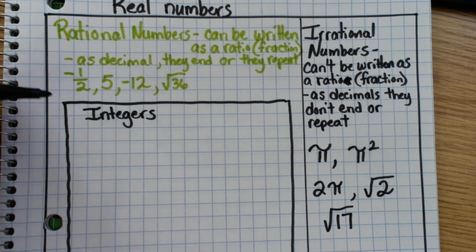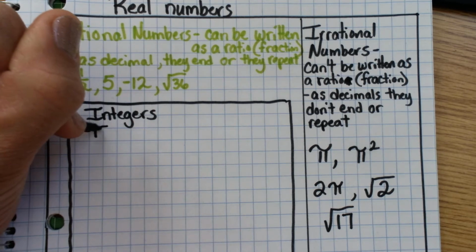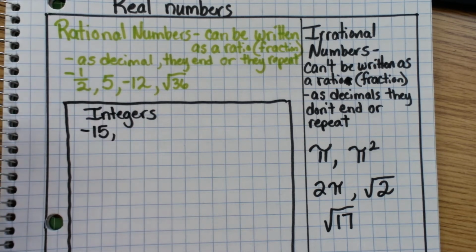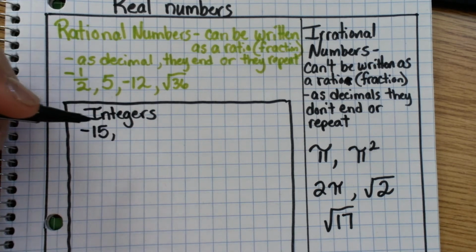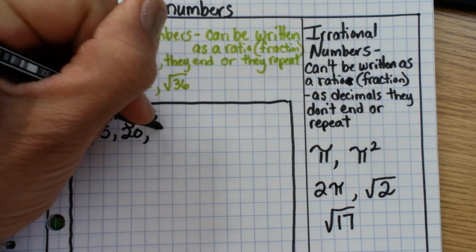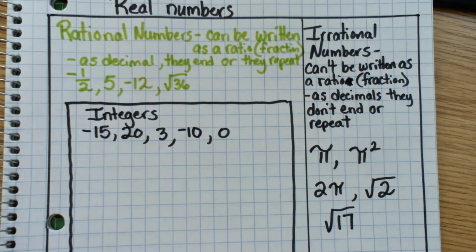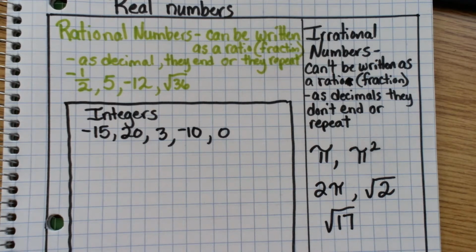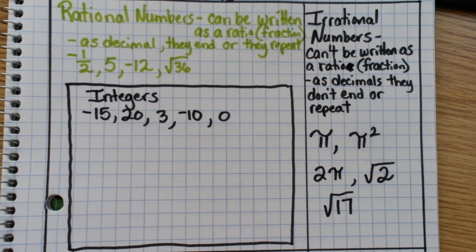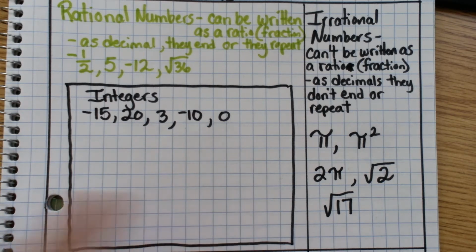Integers, I guess I would informally define them as positive or negative numbers, but positive or negative whole numbers, if that can be used as a term. So like negative 15, positive 20, 3, negative 10, 0. Those are all examples of integers. Notice no mixed numbers here, no decimals, no 15 and 2/3 type of numbers.